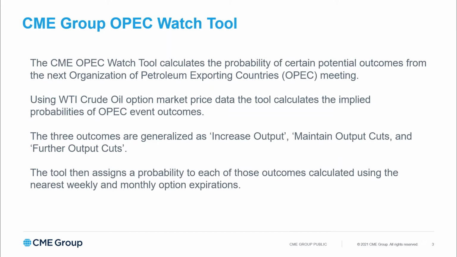So using WTI crude oil options market price data, the tool calculates the implied probabilities of OPEC event outcomes. The three outcomes are generalized as increased output, maintain output cuts, or further output cuts. The tool then assigns a probability to each of these outcomes and calculates using the nearest weekly and monthly options expiration. So it uses the weekly and monthly options expirations in WTI to assign a probability of these various outcomes.